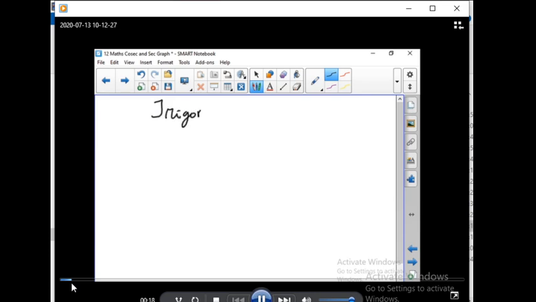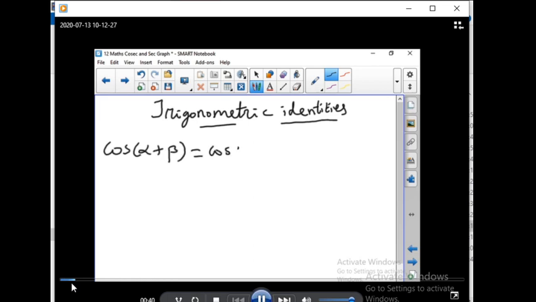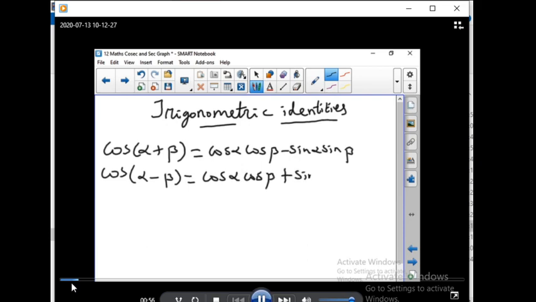Good morning, students. Today we will learn trigonometry identities, part 2. So let us recall what all we have learned in part 1. cos(alpha plus beta) is equal to cos alpha cos beta minus sin alpha sin beta. Then cos(alpha minus beta) is equal to cos alpha cos beta plus sin alpha sin beta.